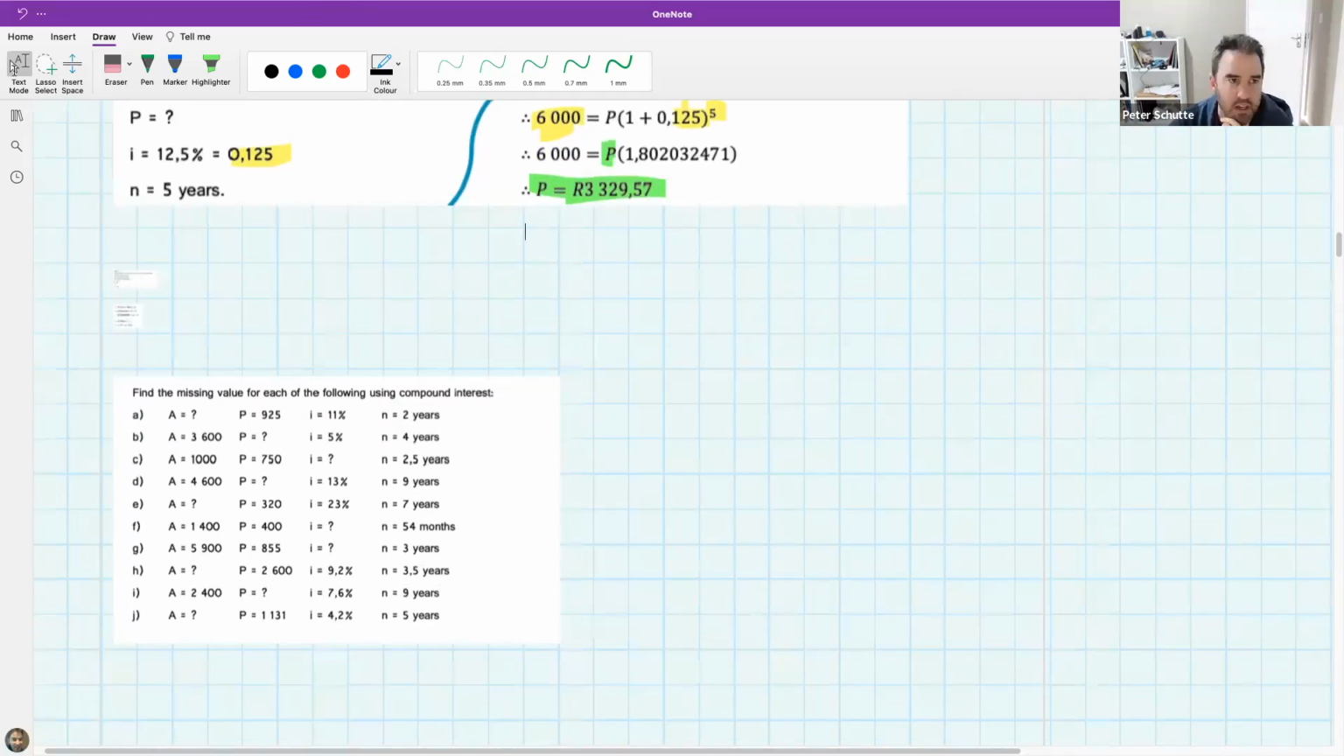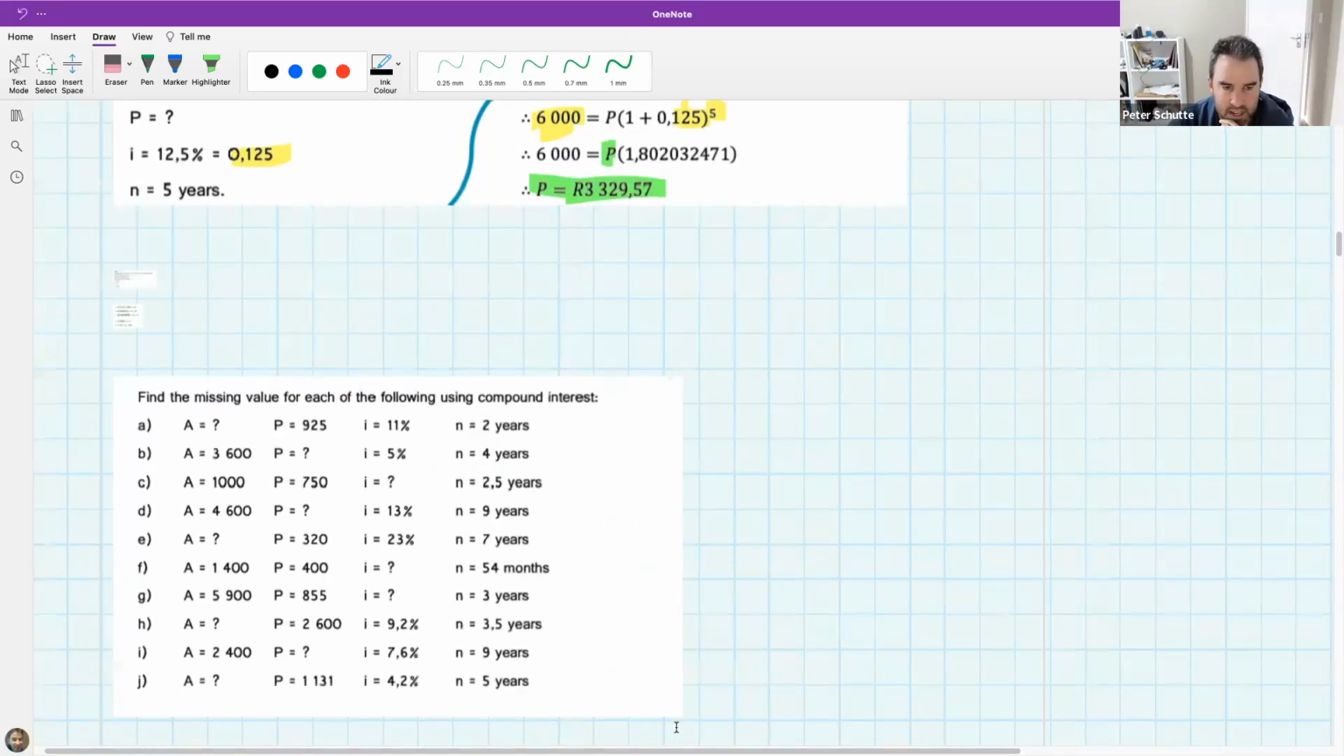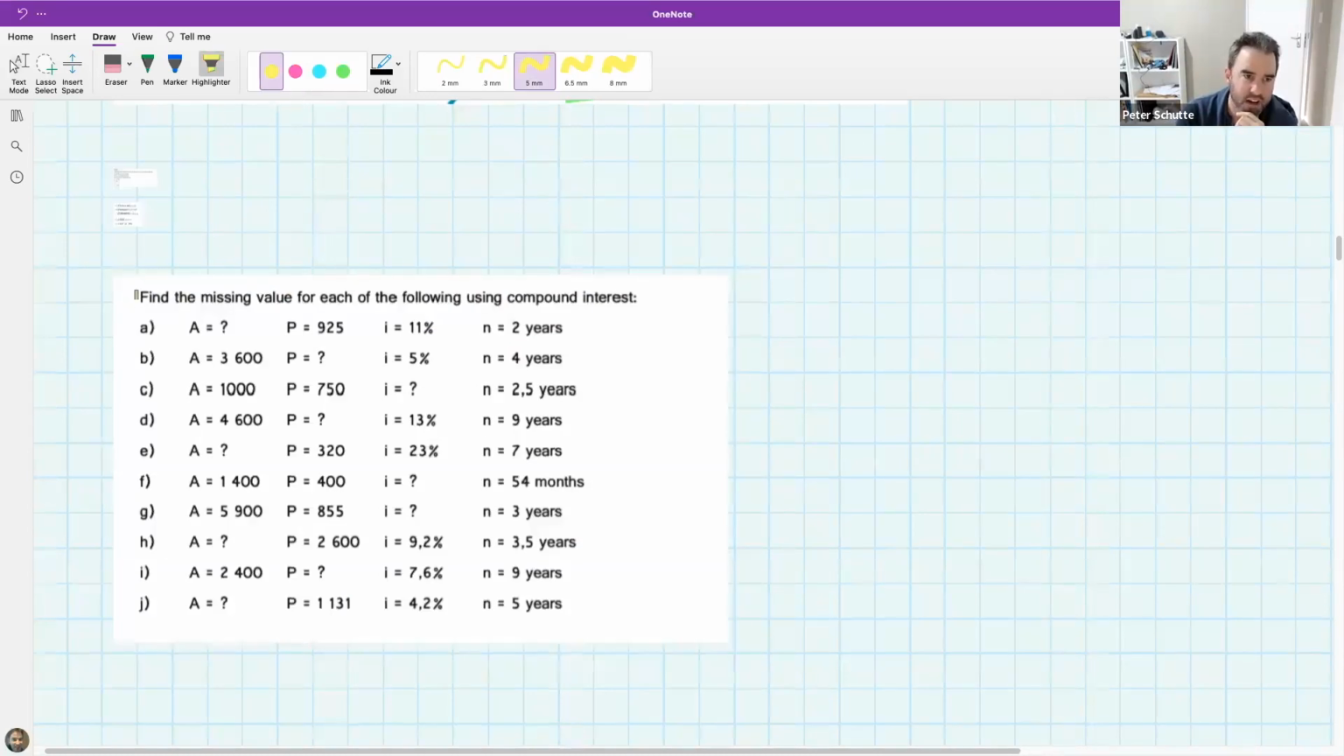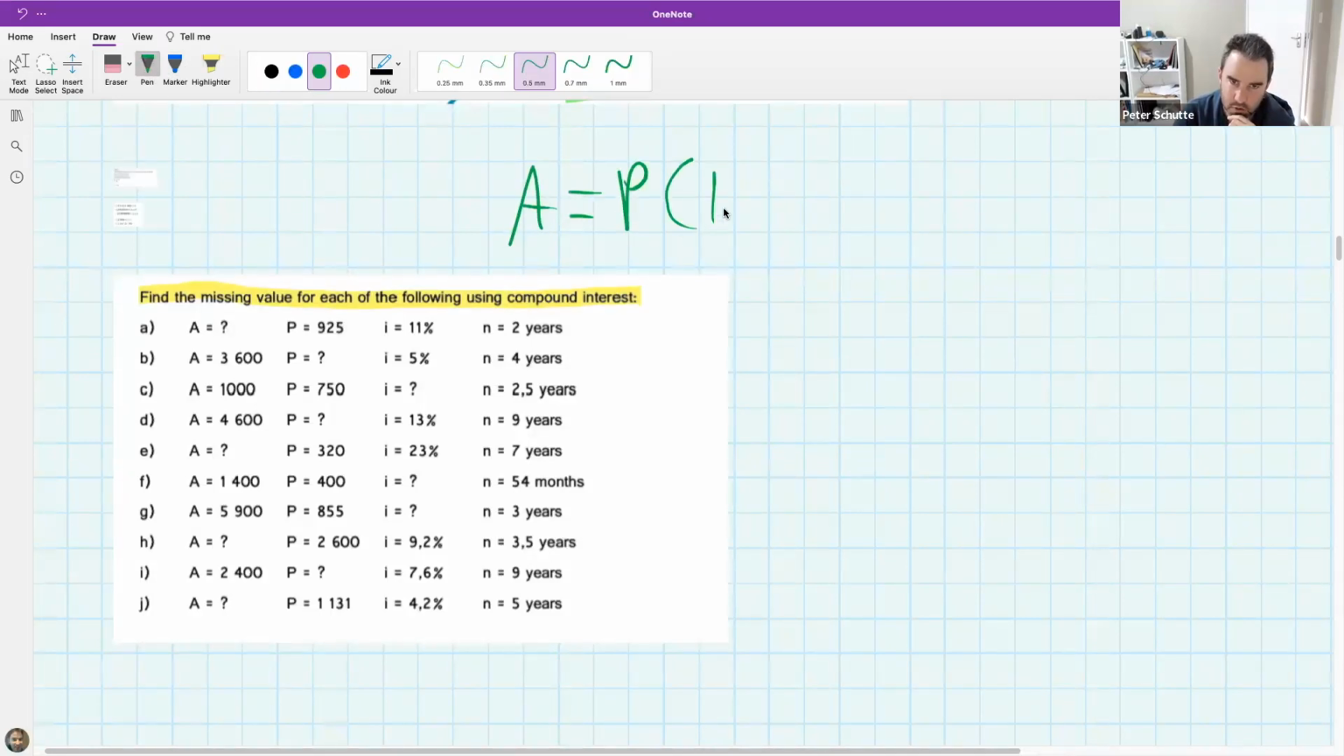Okay, so here is a set of combinations. We are going to find the missing value for each of the following using compound interest. Now, since we're using compound interest, I'm going to put the formula up for you. I want to know, before we have our break, what is the value of A in the very first question? So I want you to work that out for me, and then I want you to put it in the chat when you have got that.